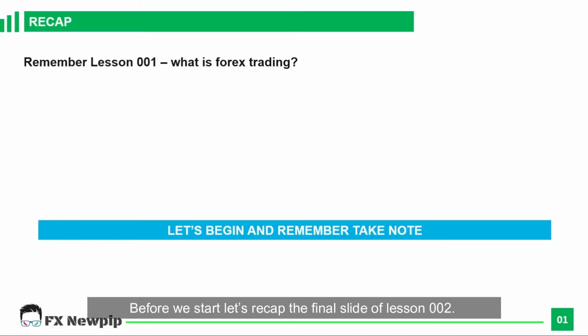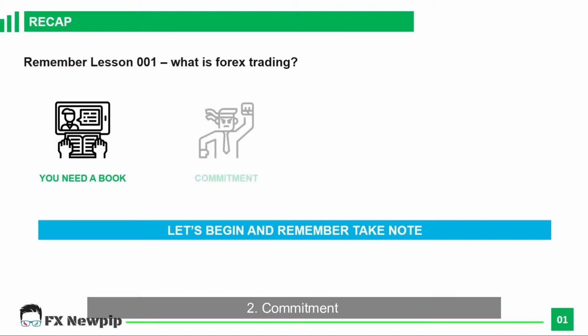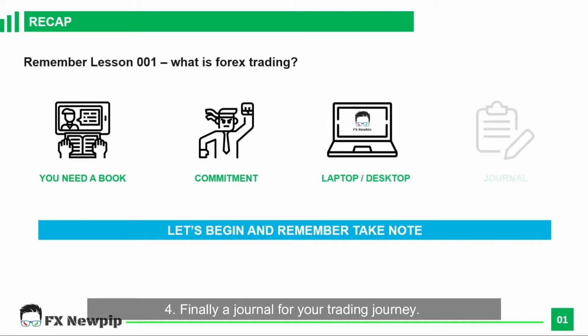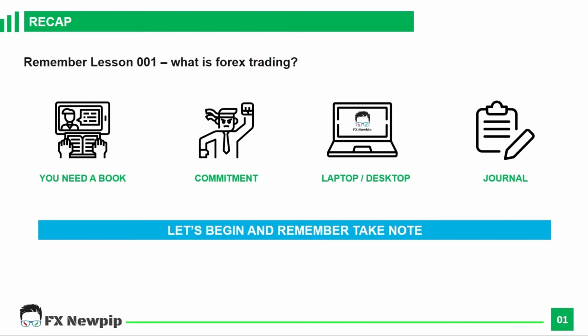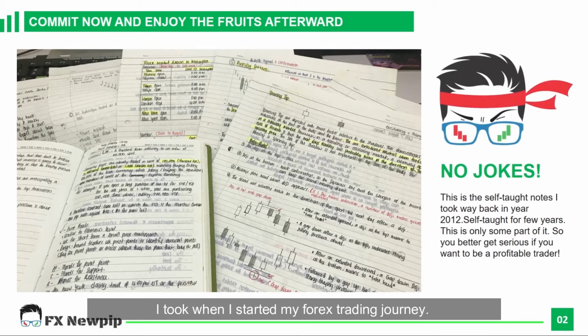Before we start, let's recap the final slide of lesson 2. First, you need the book to keep notes and do your homework. Second, you need the commitment. Third, you need the laptop. And fourth, finally, a journal for your trading journey. Let's begin and remember to take note. Just to show you the notes that I took when I started my Forex trading journey. I still keep my notes until today, which have turned a yellowish color.